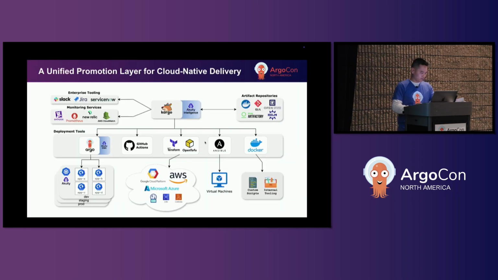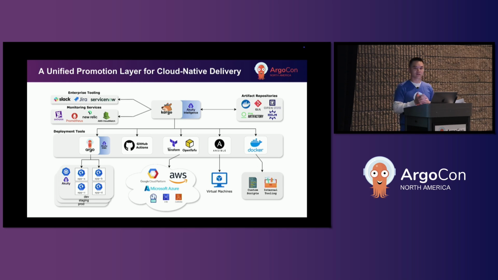All right, so as you saw in the demo, Kargo is evolving into this universal promotion layer, taking the principles of GitOps and extending them beyond Kubernetes across Terraform, Lambdas, VMs, or any system that you deliver to.